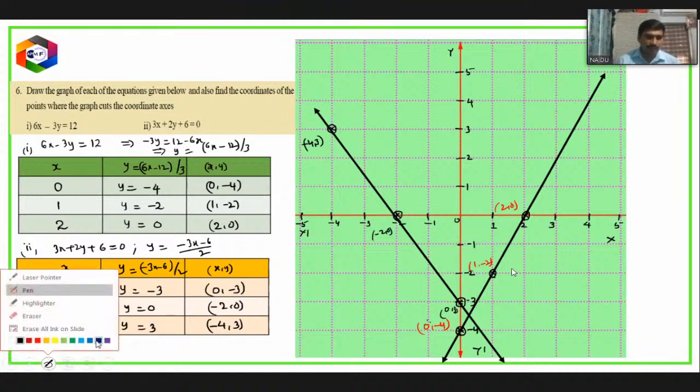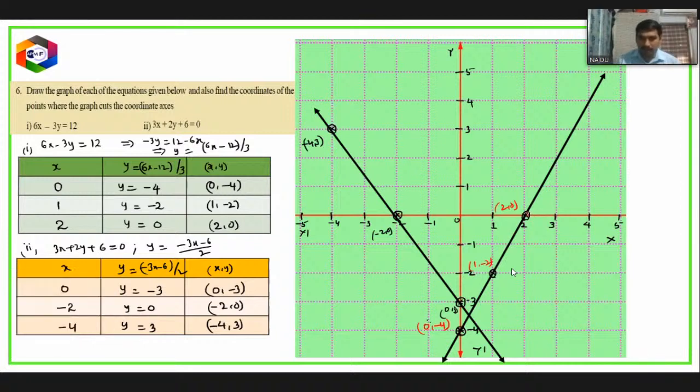So this is the point, this is one. What is the name of this line actually? 6x minus 3y equals 12 intersects the x-axis at 2 comma 0, and the y-axis at 0 comma minus 4. I think it is clear. And this is the other line. What is this line? 3x plus 2y plus 6 equals 0. This is the line which intersects the x-axis at minus 2 comma 0 and the y-axis at 0 comma minus 3. So those points were asked to be found using the graph.